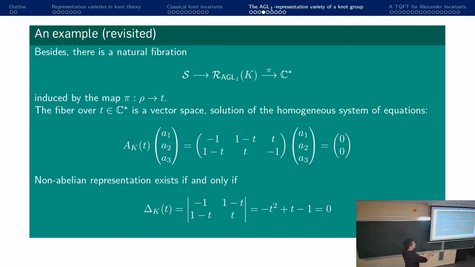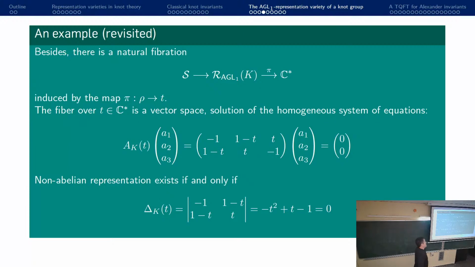And then if you write the equations down, that matrix is familiar. You get that this is the solution to that homogeneous system of linear equations. The line generated by 1 is always a solution that corresponds to the trivial solution, and then you're going to have non-abelian representations if and only if the rank of that matrix is 1. And then the minor there, you get back the Alexander polynomial that we discussed earlier on.